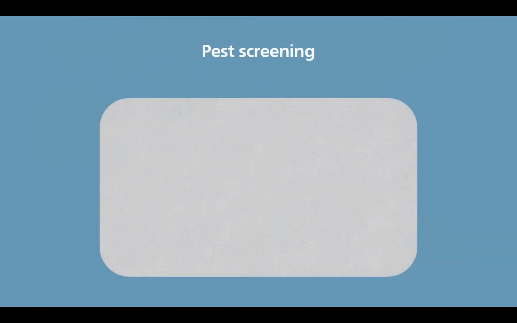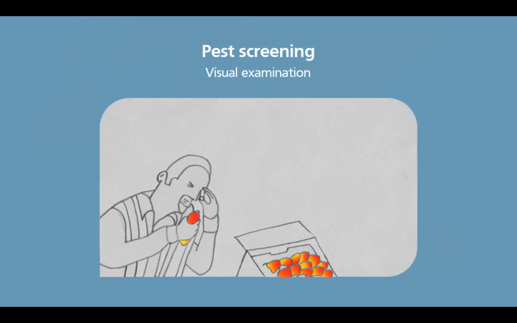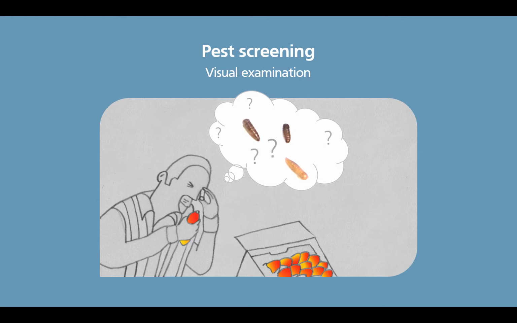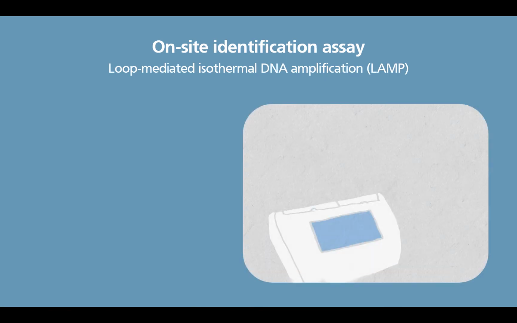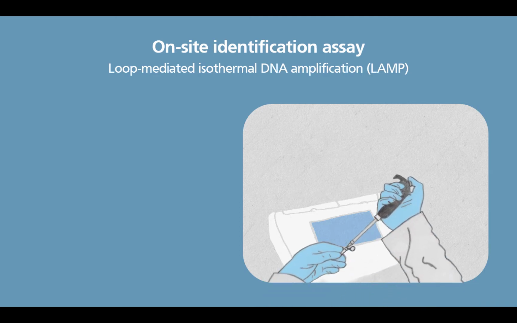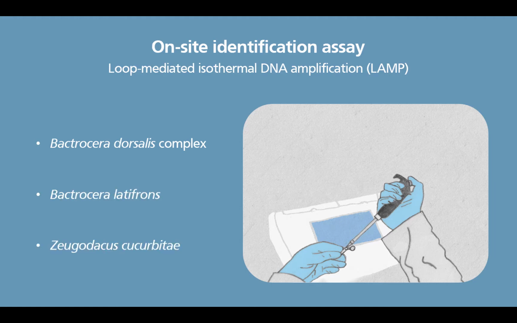As mentioned earlier, the screening for pest species during the import control is based on visual examination of the plant products. However, the differentiation between harmful and non-harmful organisms by eye can be extremely difficult for non-taxonomists. As a solution, we developed a molecular assay for the rapid identification of the most frequently intercepted fruit flies based on the loop-mediated isothermal DNA amplification technology. The assay is specific for fruit flies of the Bactrocera dorsalis complex, Bactrocera latifrons, as well as Zeugodacus cucurbitae.